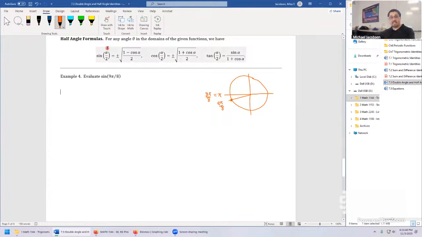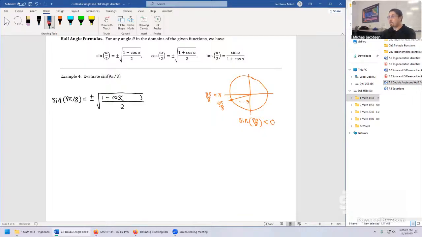When we go to use this identity, it tells us we're going to be using the negative sign. So sine 9 pi over 8 is less than 0, so we'll be using negative. So let's start off just writing down the identity. Sine 9 pi over 8 is going to be plus or minus the square root of 1 minus cosine. Let's leave that blank for just a moment. And then divide by 2.